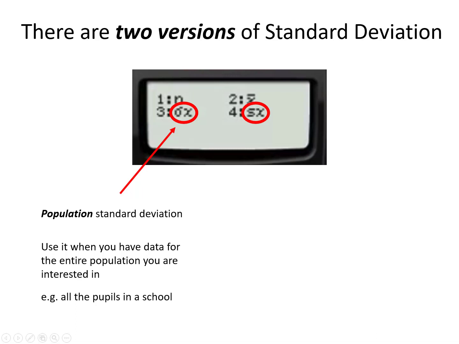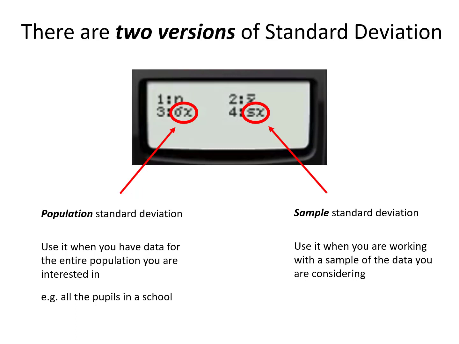However, more often than not, you are dealing with some kind of sample, in which case you use that one, which is called the sample standard deviation. And this is what you use if you're working with a sample of some data set. For instance, if you're looking at heights of men and women in England, then you're not going to go and measure all of them. You will inevitably have a sample, and that's the one you use. In practice, this is the one you use most of the time. This one should be your kind of default setting.